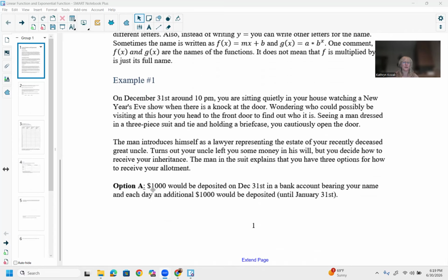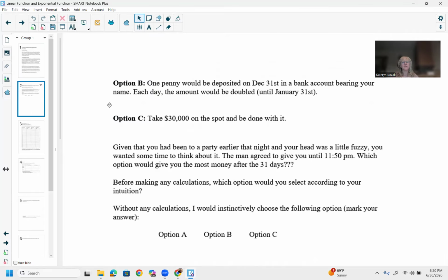Option A, you get $1,000 deposited on December 31st in a bank account bearing your name, and each day an additional $1,000 will be deposited until January 31st. That's option A. Option B, 1 penny will be deposited on December 31st in a bank account bearing your name. Each day the amount will be doubled until January 31st. And then option C, take $30,000 on the spot and be done with it.